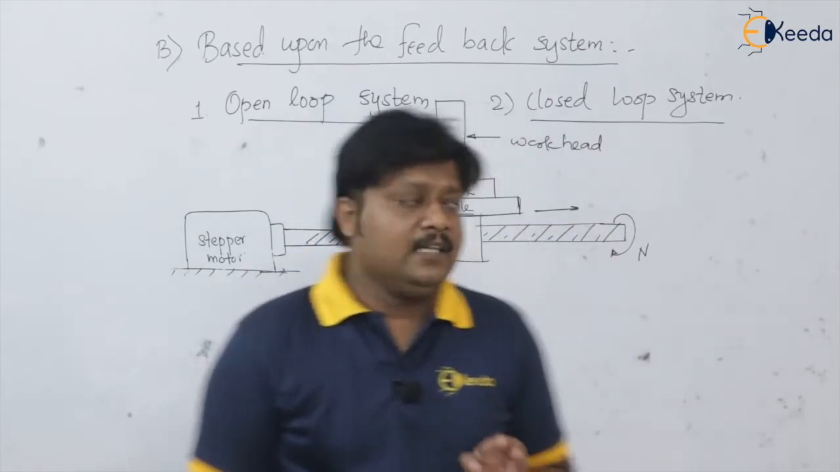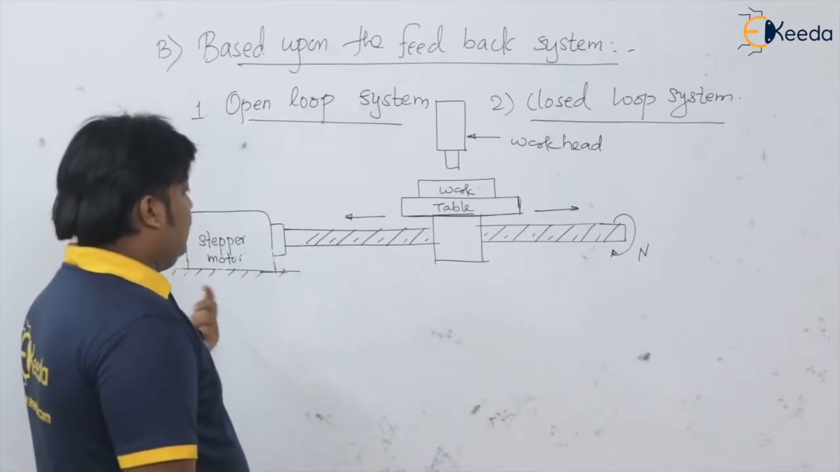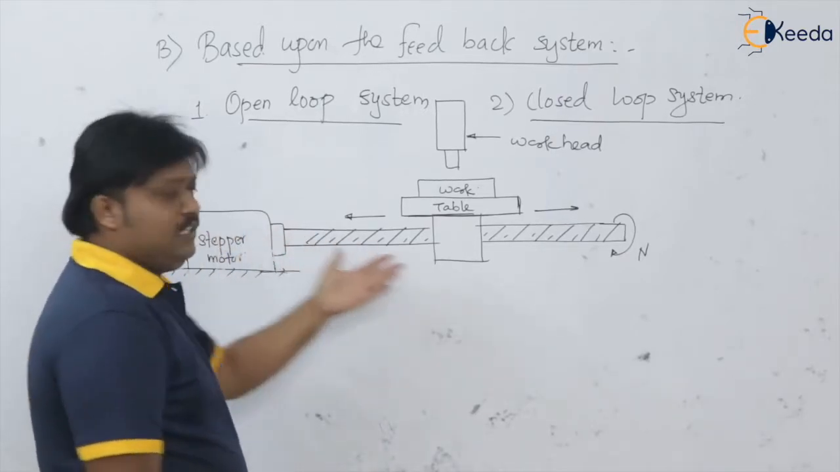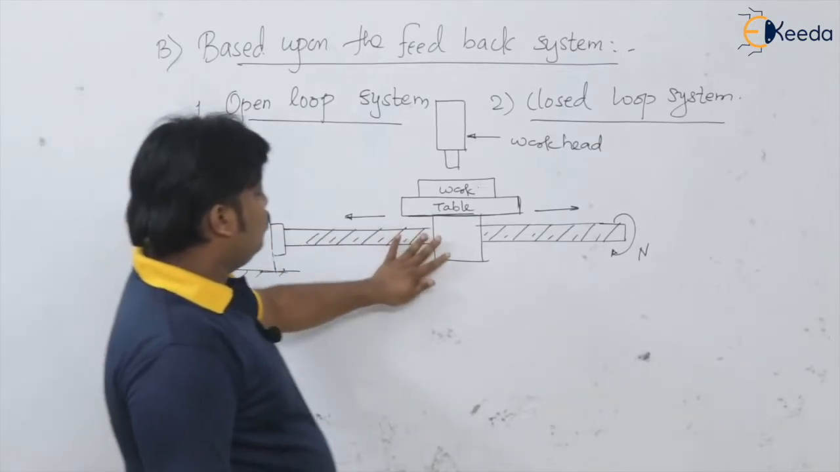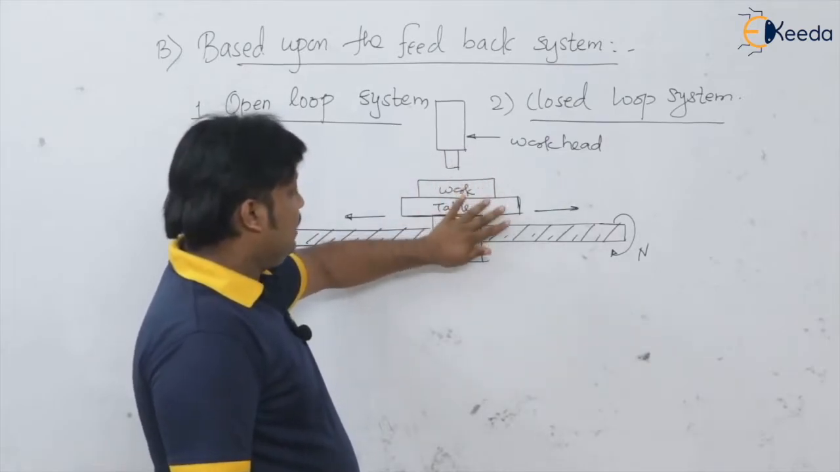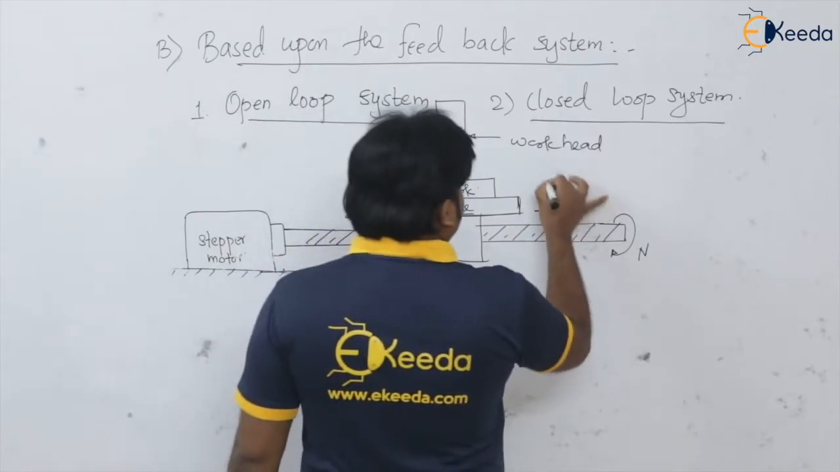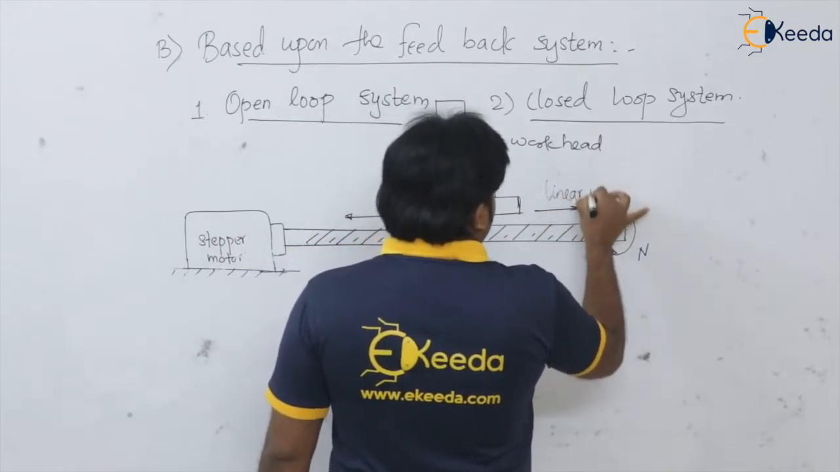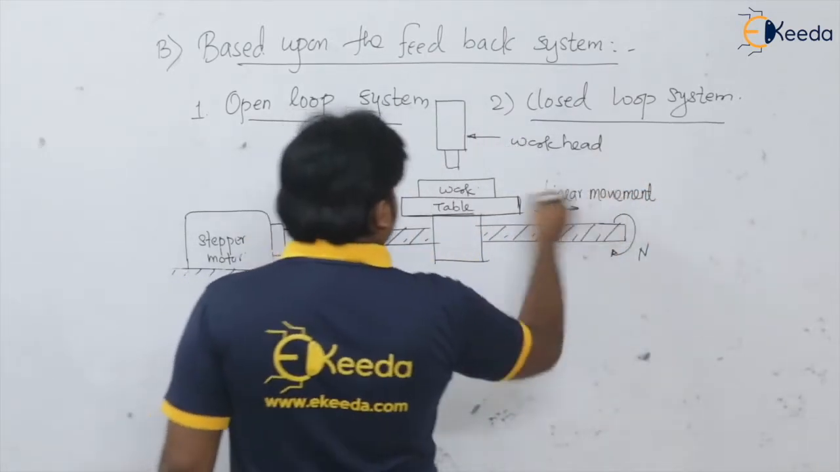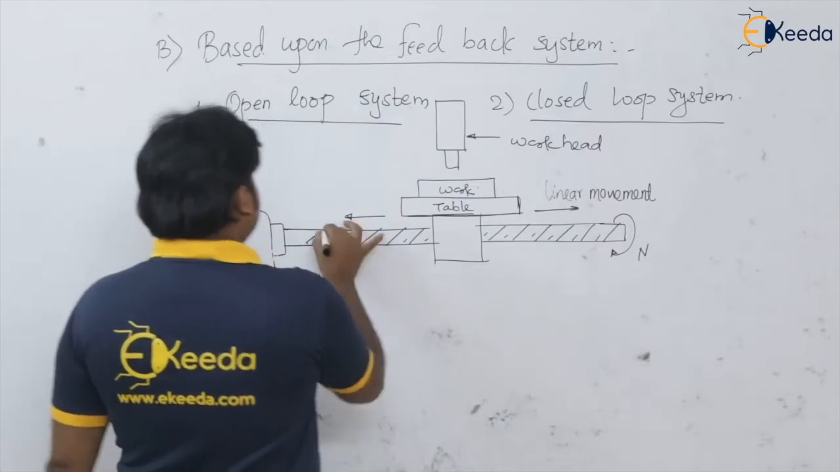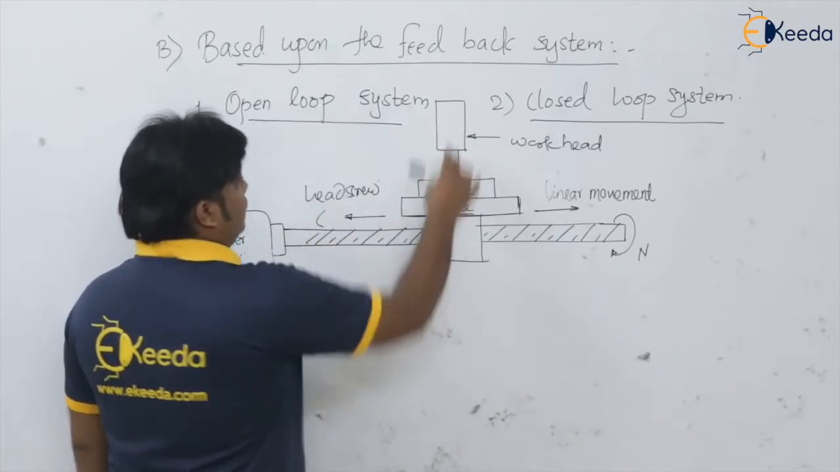So let us take this open loop system, and we know the relation between the work table, stepper motor and lead screw. See here, this is the stepper motor connected to the lead screw. On that, this work table is there, and it has the linear movement of the axis, isn't it? Here and here. This is the lead screw, and this is the work head.